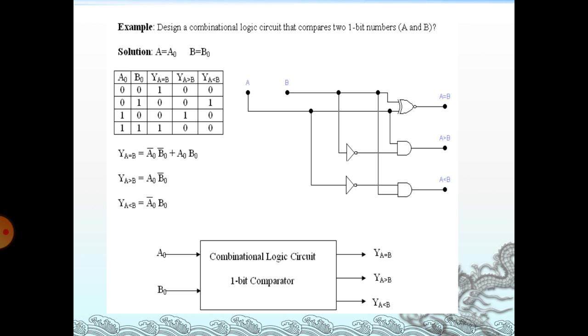In the functional block diagram, CLC, that is combinational logic circuit, is a 1-bit comparator. A and B are the inputs, and Y for A less than B, A greater than B, and A equal to B are the three outputs. In the truth table, 2 inputs means we have 4 combinations: 0 0, 0 1, 1 0, 1 1.